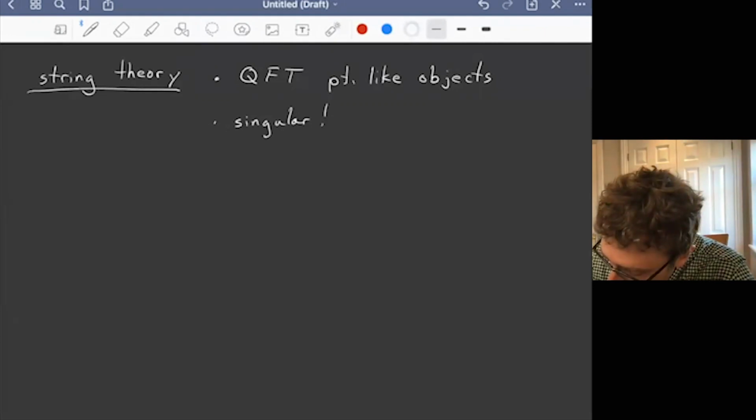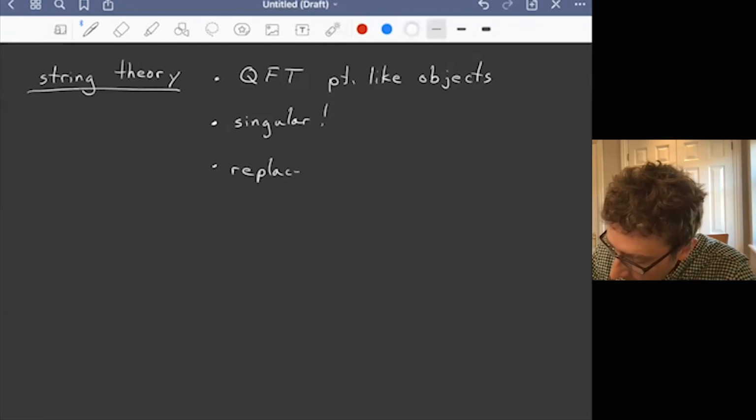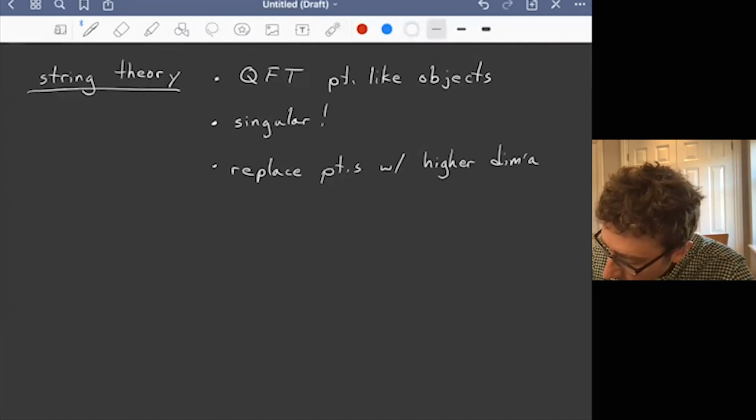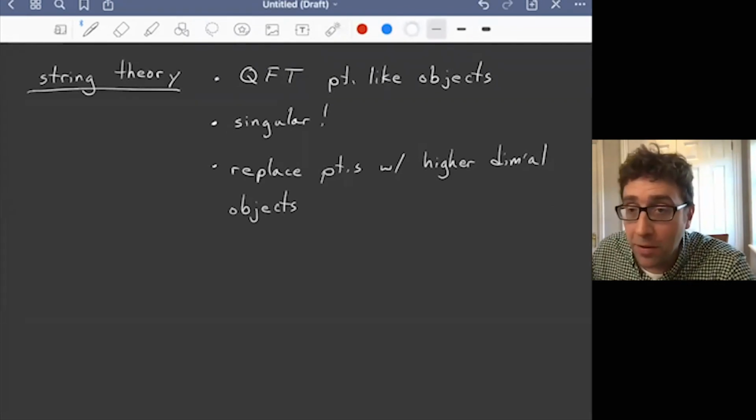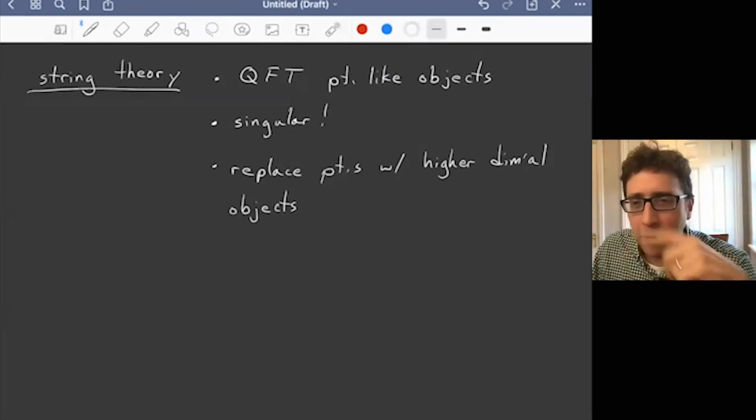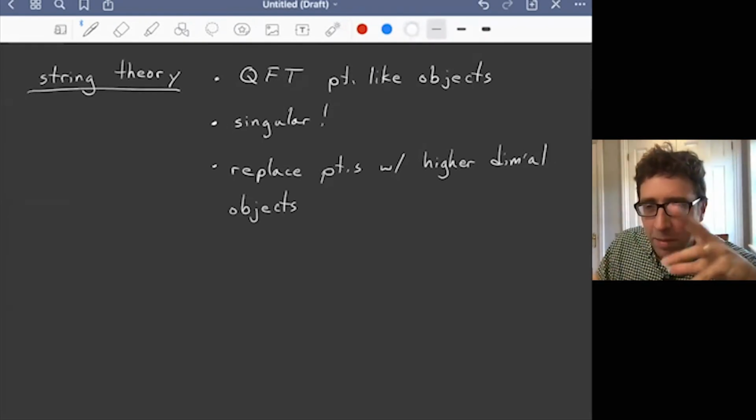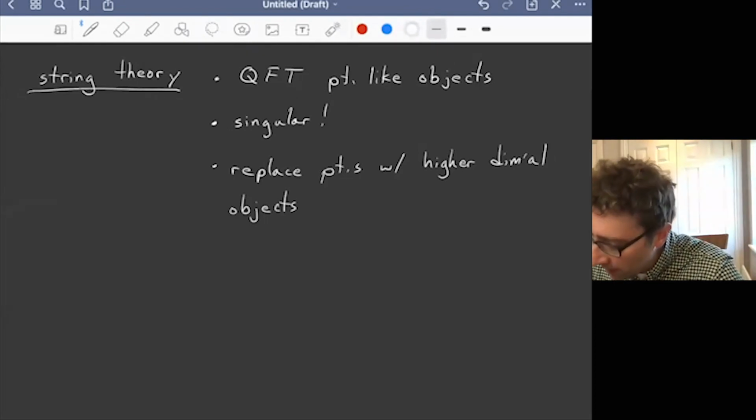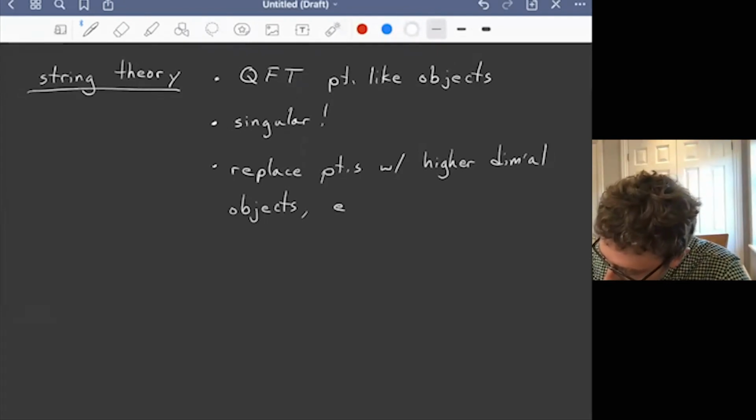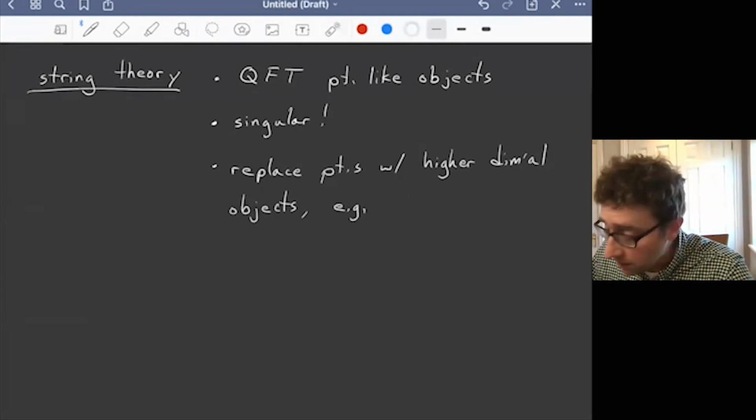And that's one way people have often motivated string theory. You can replace the points with higher dimensional objects, for example strings, or they could be higher dimensional than strings, although I guess the reason people typically don't go higher than strings is that it mathematically gets even more complicated to write consistent theories. But strings work very well. And part of the reason for that is actually a connection to conformal field theory.